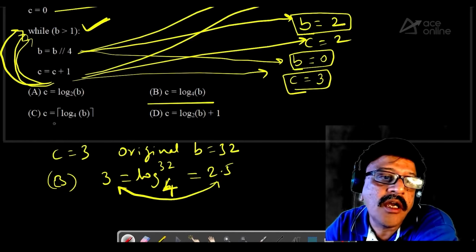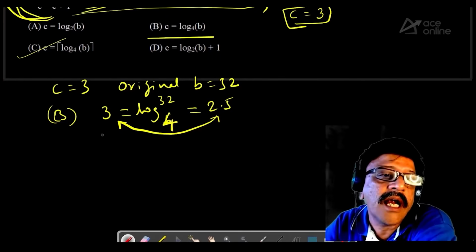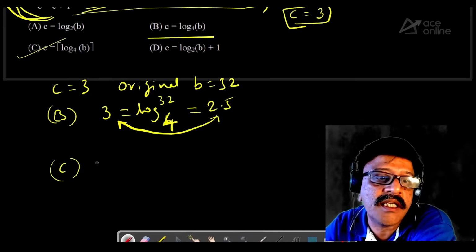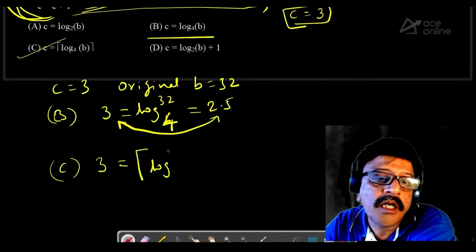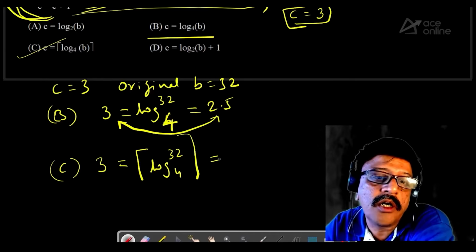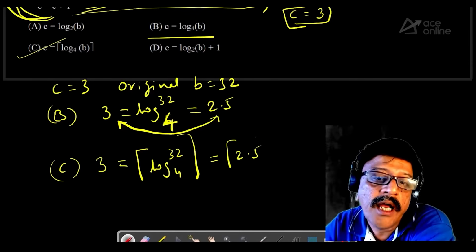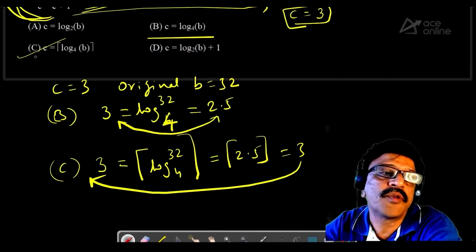Correct. You can see option C has to be correct, because option C is whether C, that is 3, is equal to ceiling of log of 32 to the base 4, and we saw that log of 32 to the base 4 is 2.5 and ceiling of 2.5 is 3. Correct. So option C is correct.